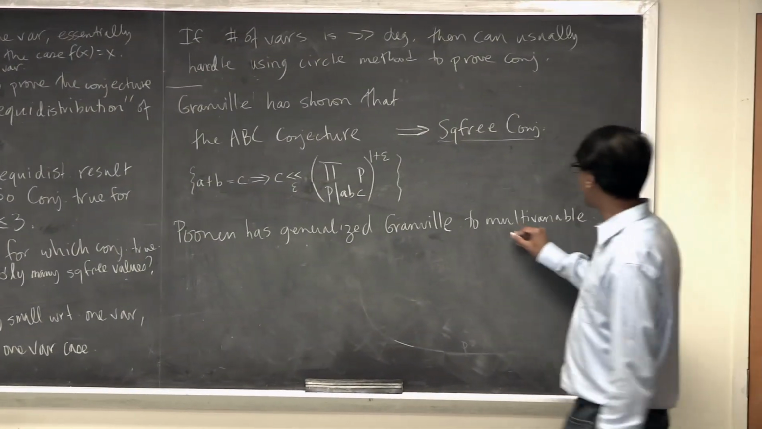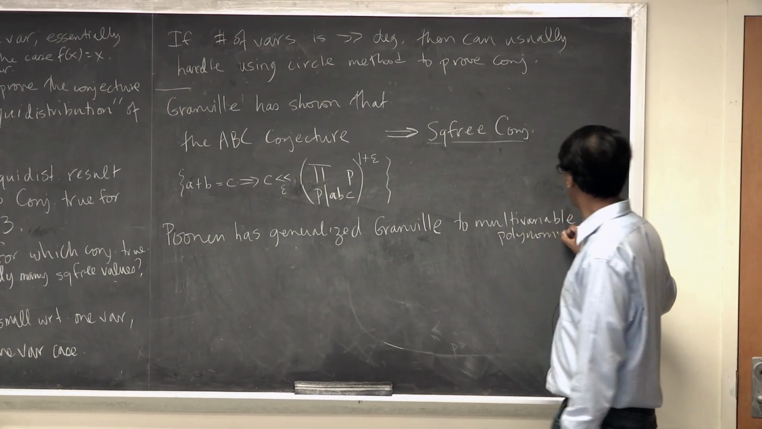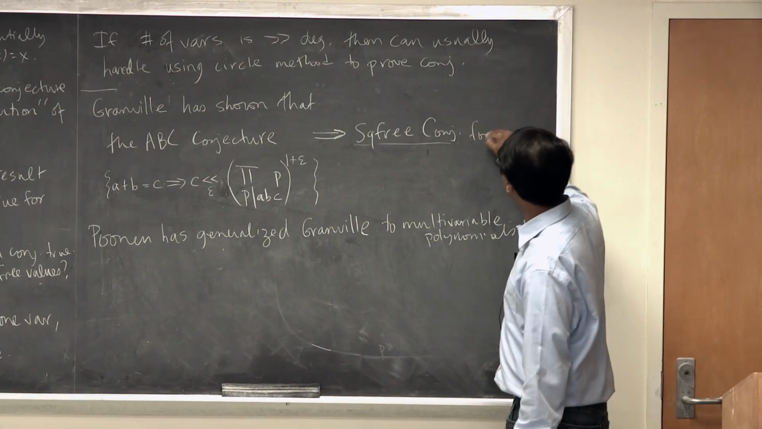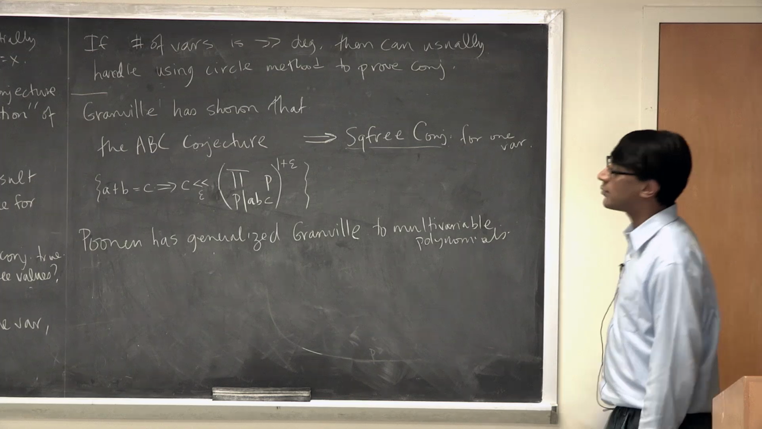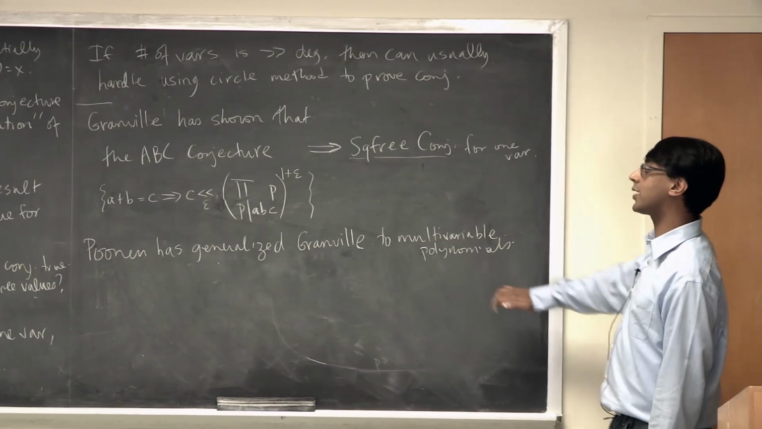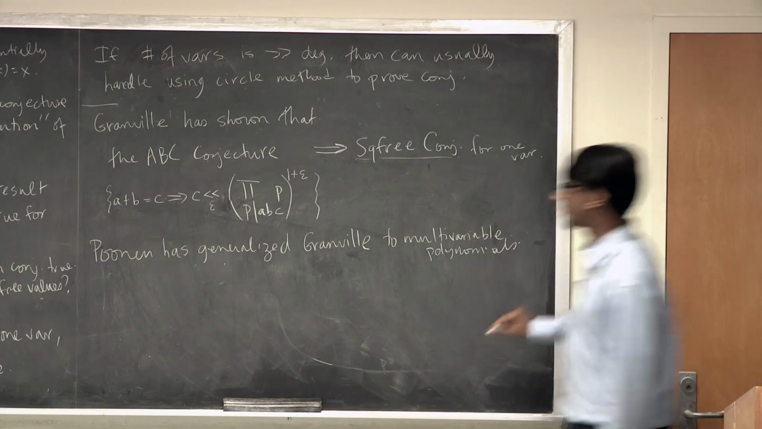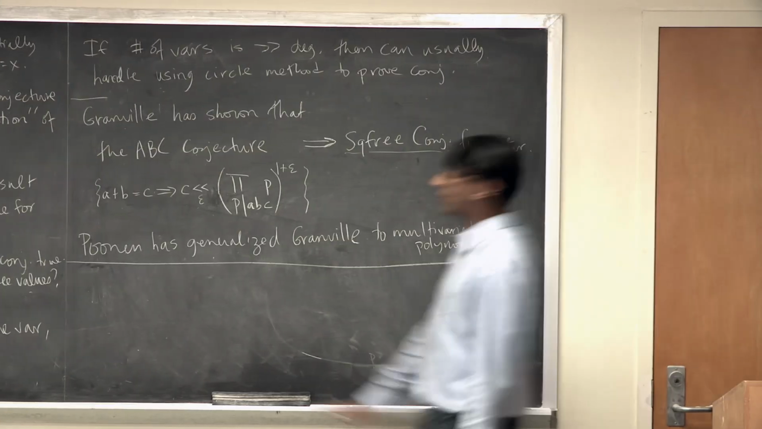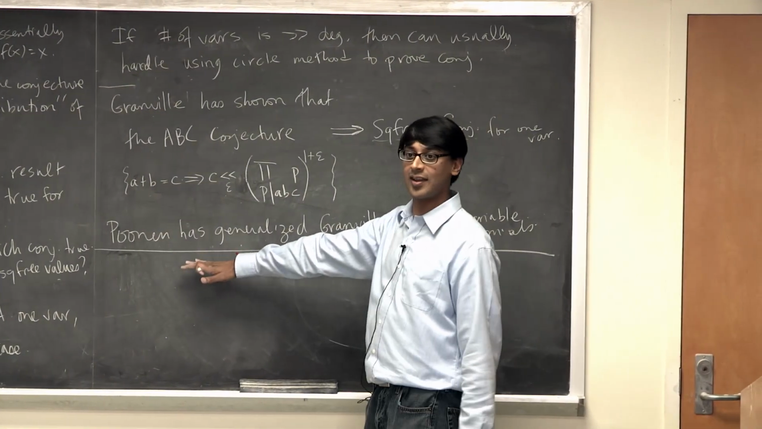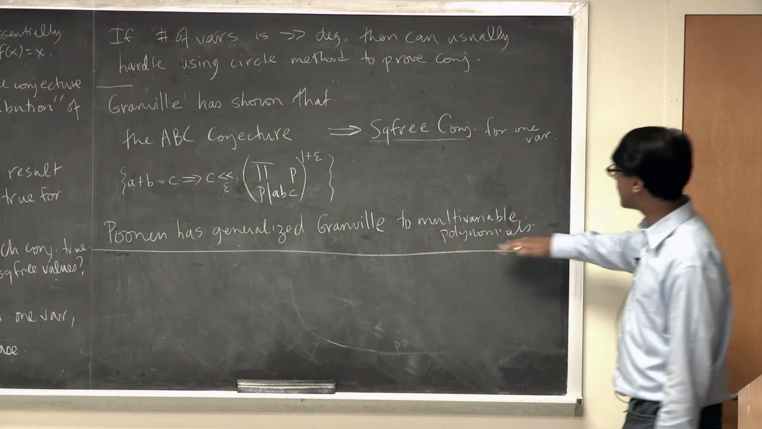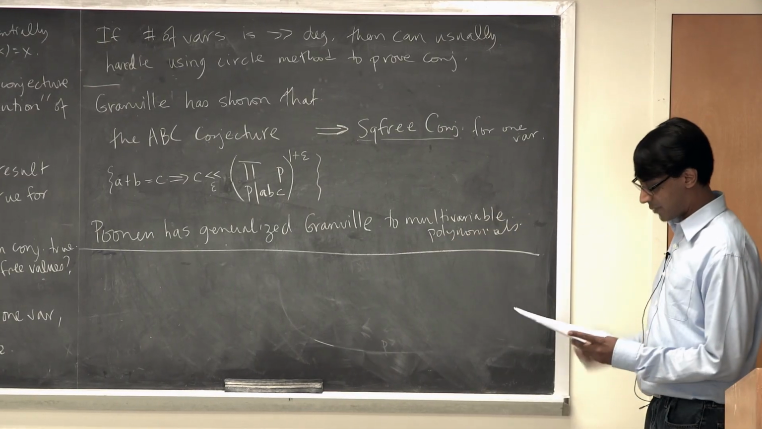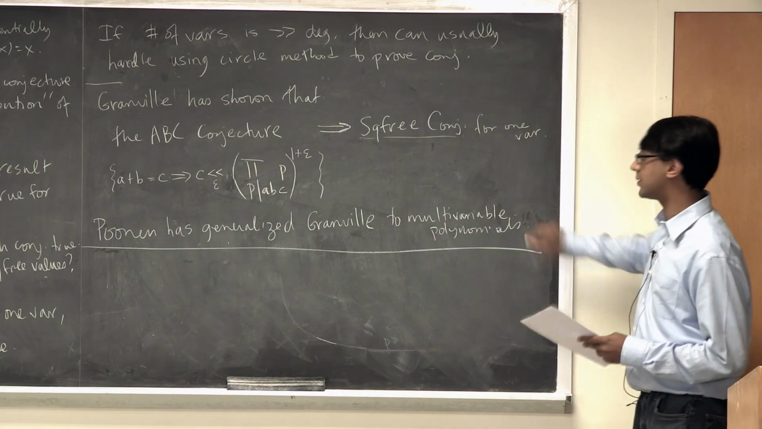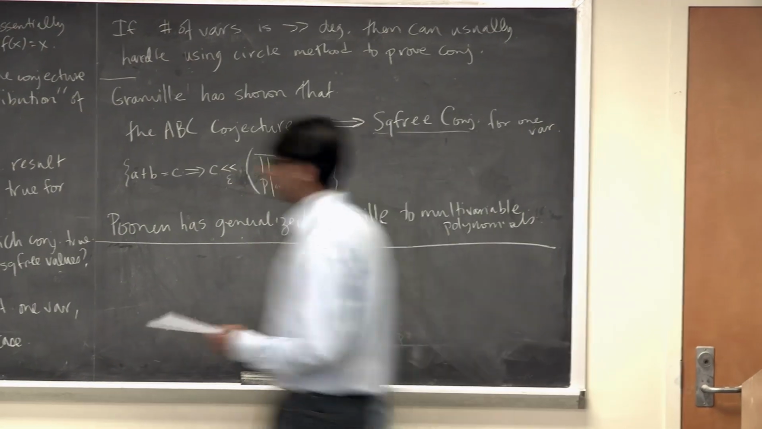Poonen has generalized Granville to multivariable polynomials. So this was for one variable, but in fact, the ABC conjecture almost implies this conjecture for multivariable polynomials. Poonen actually proves something slightly weaker in the multivariable case, which I won't get into. Technically it's slightly weaker, but basically that theorem is proven. Okay, so that's sort of what's known without ABC up to there, and then with ABC, you basically know everything. Except for the multivariable case it's slightly weaker, but I suspect that could be fixed. So ABC basically implies the square-free sieve for general polynomials.